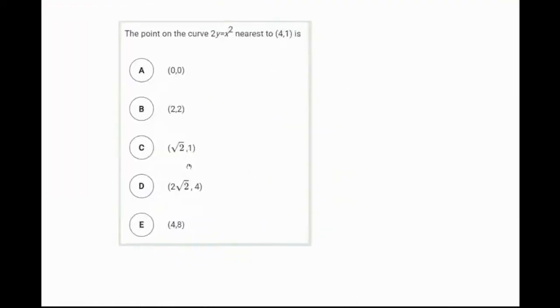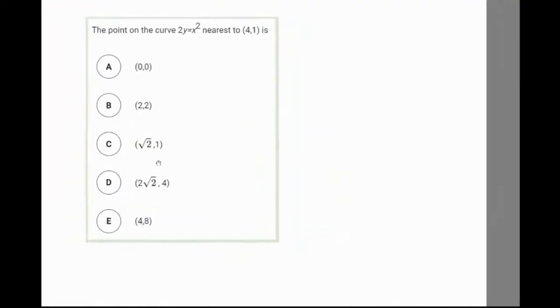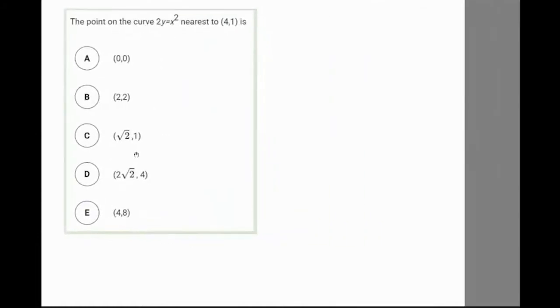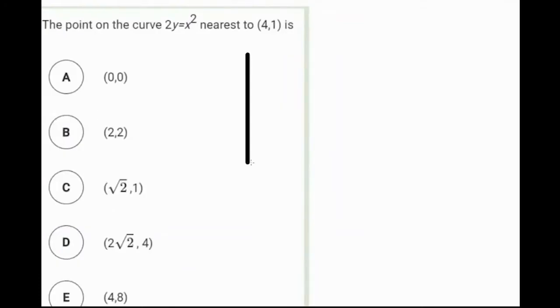All right, so it says a point on a curve 2y equals x squared. We're looking for what point is nearest to (4, 1). So if you were going to draw this out just to get an idea of what it looks like, it's going to be y equals x squared over 2. So I'm just going to graph that out really quick. It looks something like this.